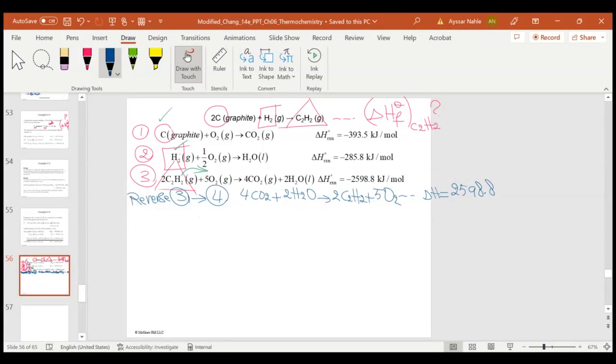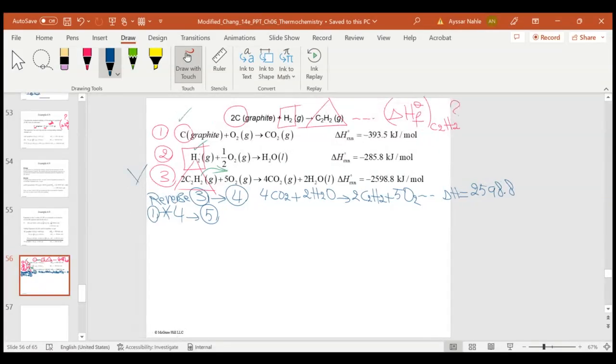Now, take equation number 1 and multiply it by 4. I can do it, yes? So what will be in this case? This will give me equation number 5, a new equation. Before, I worked with equation 3; now I'm working with equation 1. I work with each equation only once, all right?